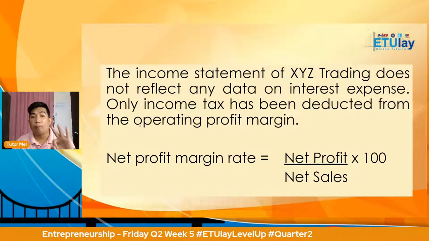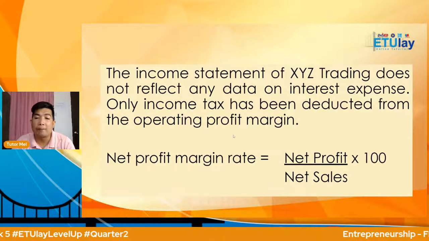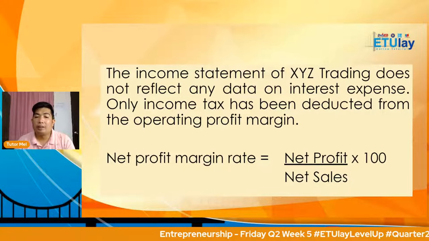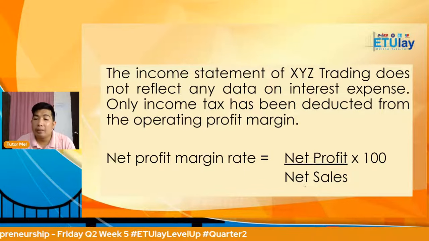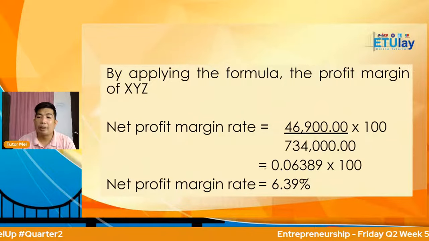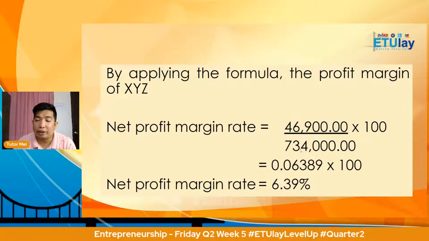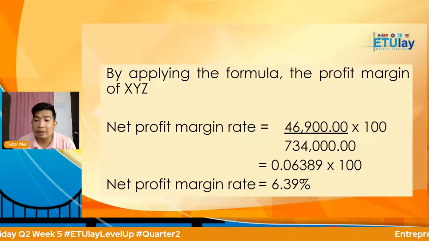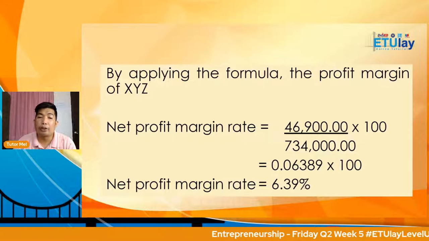Okay? The third level of what we call the income statement. Only income tax has been deducted from the operating profit margin. So, we have the net profit margin rate is equals to net profit, which is yung kanina, yung 47,000, divided by net sales times 100. Ayan. So, we have incurred, okay? So, 46,900 divided by 734,000, okay, is equals to 0.063989 times 100. The net profit margin rate is 6.39%.